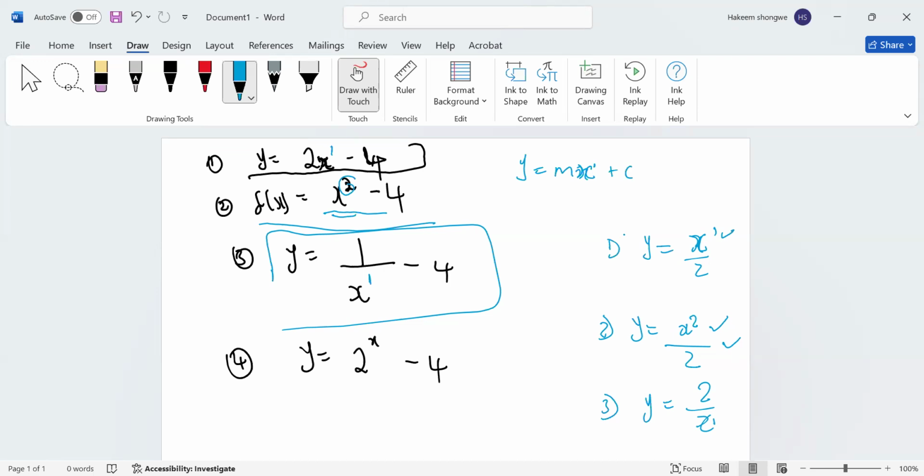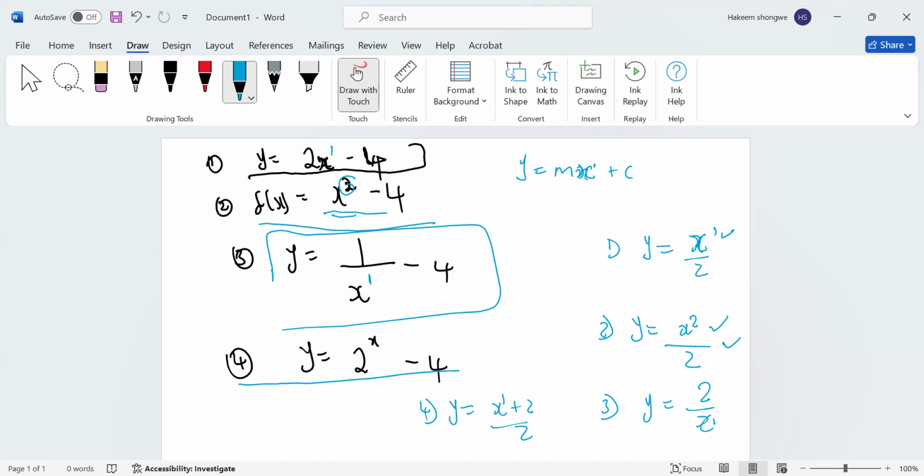What if I give you something like this? Let's try number 4. Let's say y is equal to x plus 2 all over 2. What kind of a function is this? Straight line. X is on the numerator. Yes. Okay, sharp. X is on the numerator, and let's check the power of x. It's 1. So it makes this one a straight line. Yes.